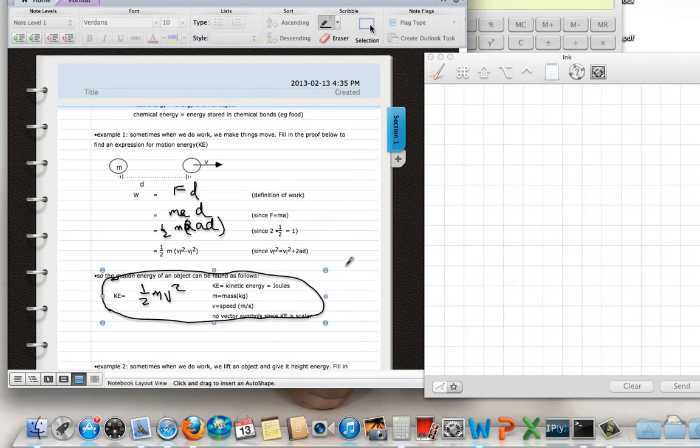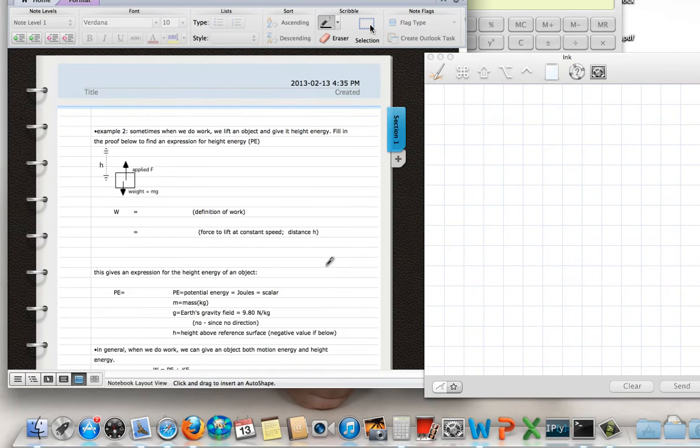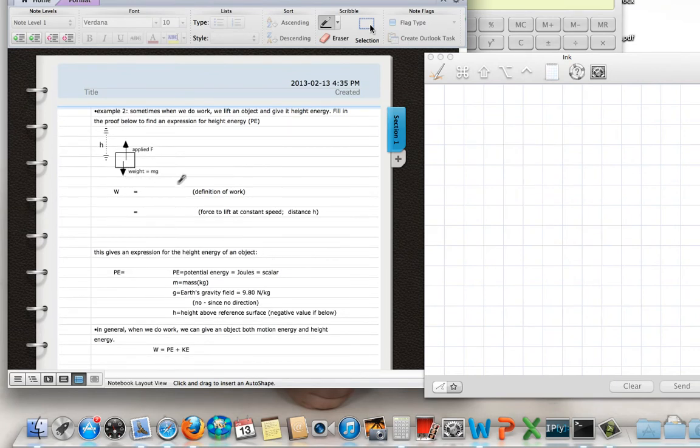Now let's do another derivation to see how we're going to determine the amount of potential or height energy. So let's imagine we lift this thing up, and we're going to give it some potential energy. All right, so work is again a force times the displacement. Now, if we're lifting this thing at constant speed, then the force that we're applying will be the same as the weight of the object, mg.